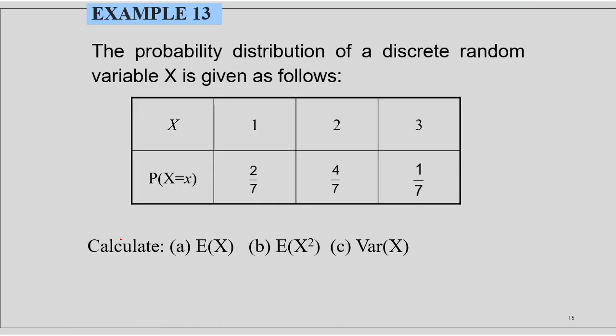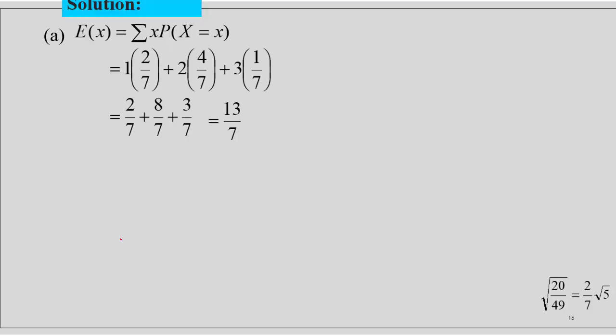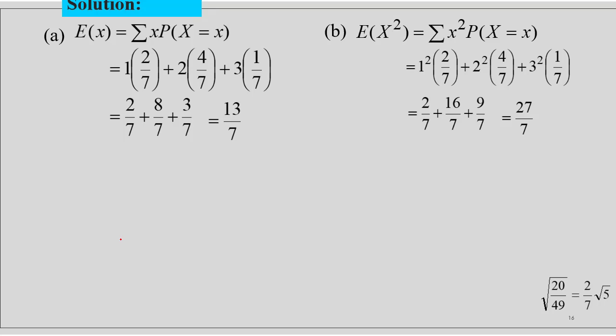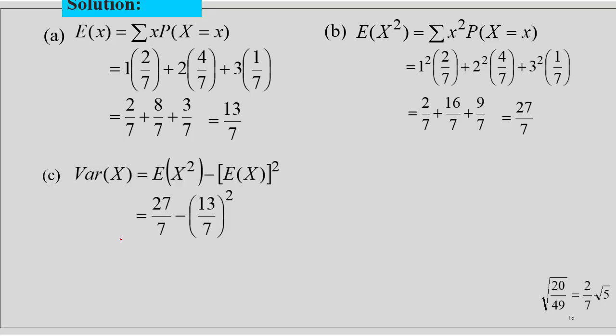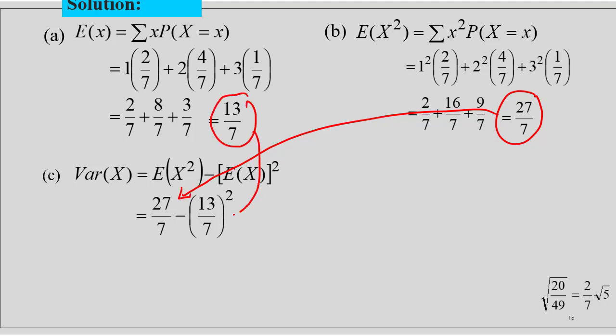Now let us look at this example. Normally the question will come together with finding the mean and E of X squared. Example 13 is quite simple, so I will straight away substitute into the formula. Given that we already know how to find E of X and E of X squared: E of X is 13 over 7 and E of X squared is 27 over 7. To find the variance, substitute the E of X squared that you obtained, and subtract the mean, which you have to square. Lastly, you get the answer 20 over 49.